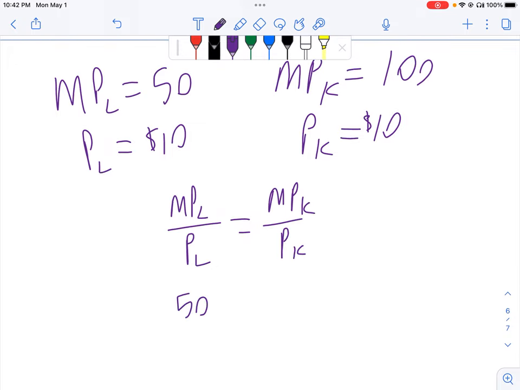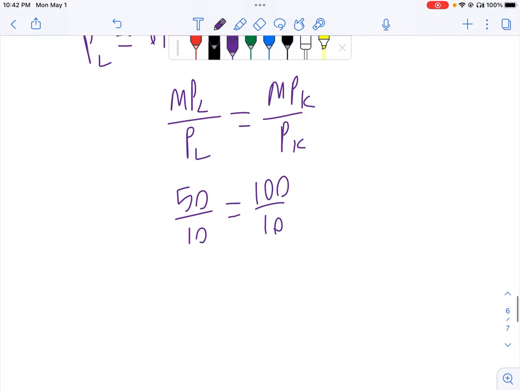And so that would be 50 divided by 10 is equal to 100 divided by 10. If you did the rule here in the calculator, it'd be 5 equals 10. Now, your labor side and your capital side.